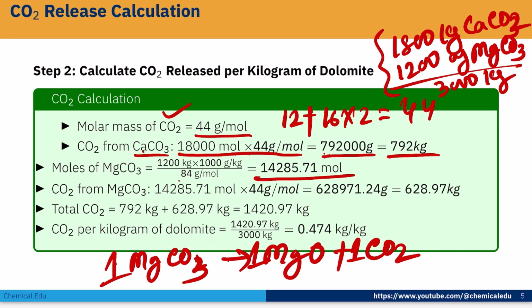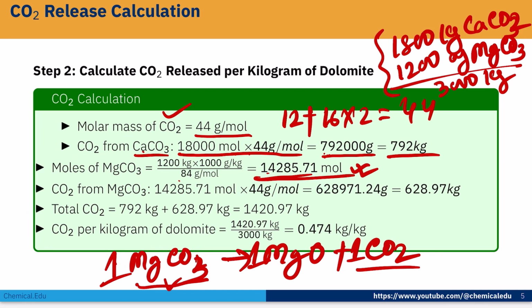So now 14285.71 mole of magnesium carbonate is present in the dolomite. As the ratio of magnesium carbonate and carbon dioxide is 1:1, if the magnesium carbonate decomposes, the same amount of carbon dioxide will be produced. Means 1 mole of magnesium carbonate will produce 1 mole of carbon dioxide. So the total number of moles present is 14285.71 mole, so the same amount of carbon dioxide will be produced.